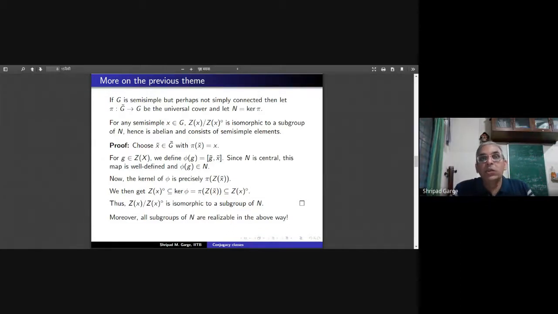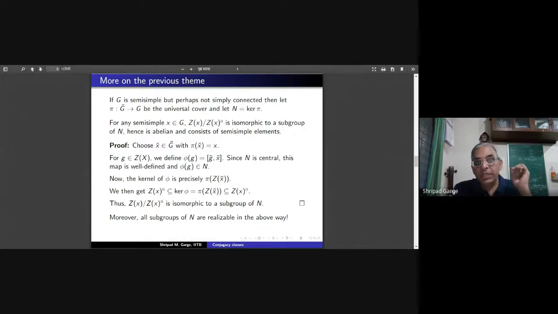It is finite is no big deal, because we know that the group of connected components is finite, but this is abelian, which is quite a big deal. And moreover, it consists of semi-simple elements because it's a subgroup of N. So these are all the possibilities. So that would mean that the representatives for the connected components of the centralizer can be chosen to be only semi-simple elements. This is all that we can read from here, and the proof is quite easy.